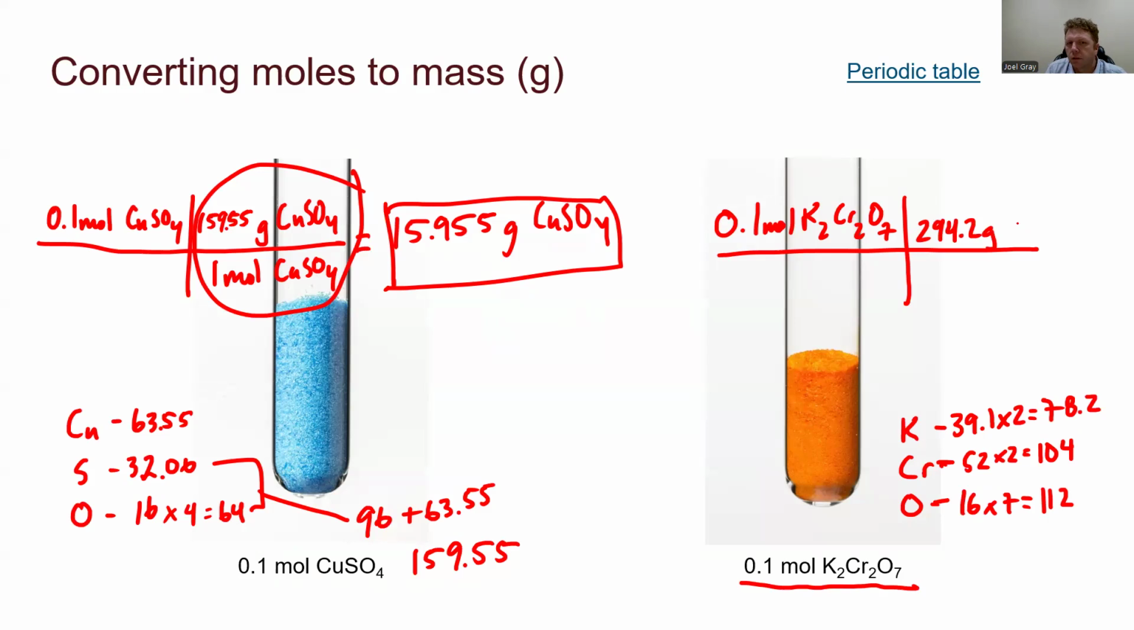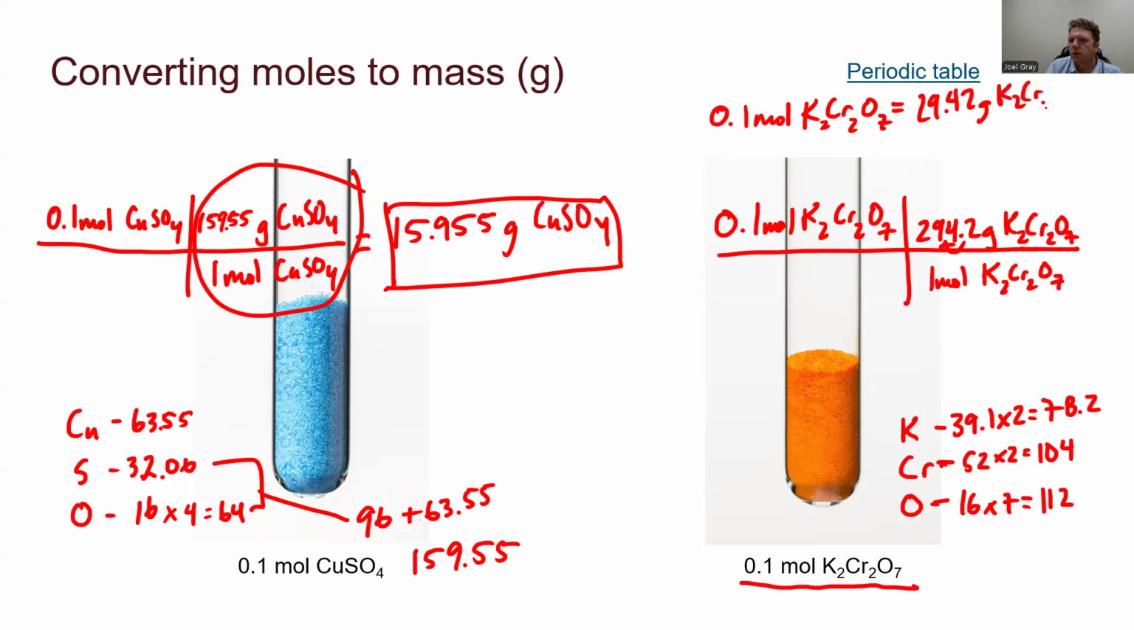294.2 grams of K2Cr2O7. That is 1 mole of K2Cr2O7. So if I'm looking for the mass of 0.1 moles, well, 294.2 times 0.1, that's the same as saying 10% of this. So I'm just moving this decimal place one spot. So 0.1 moles of K2Cr2O7 has a mass of 29.42 grams of K2Cr2O7.